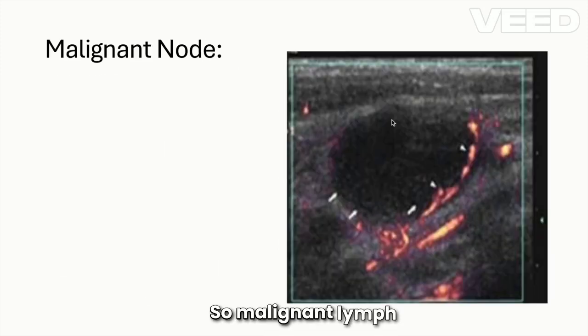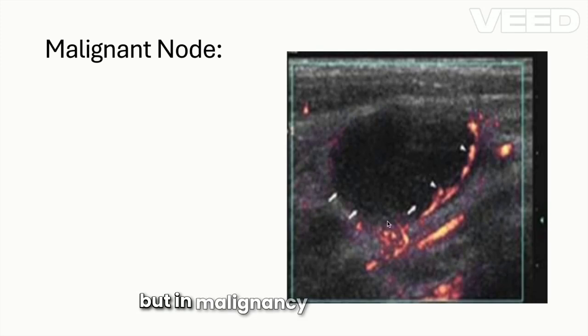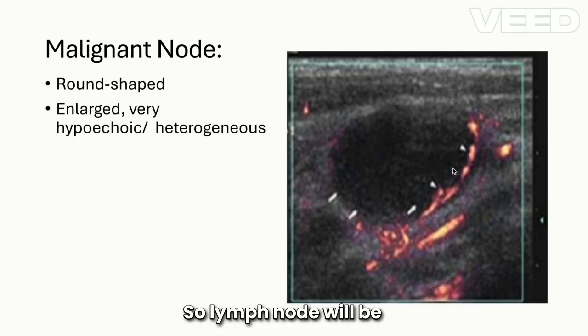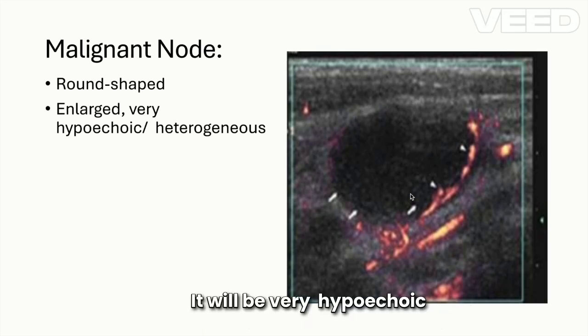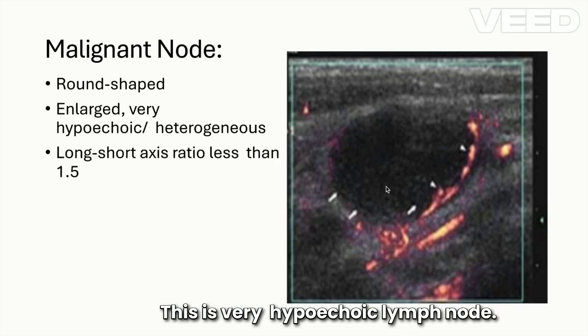So a malignant lymph node in ultrasonography appears round. The normal shape of the lymph node is oval, but in malignancy the lymph node will be round. The lymph node will be enlarged, very hypoechoic and heterogeneous. So we can see the lymph node is black. This is a very hypoechoic lymph node.